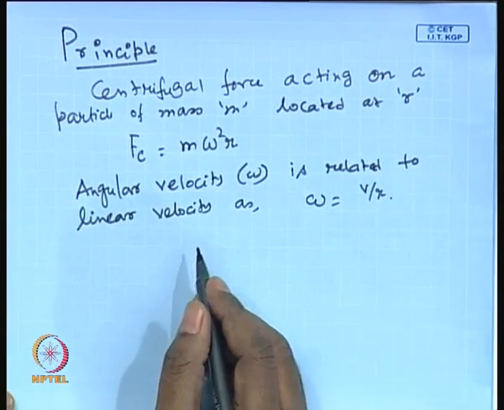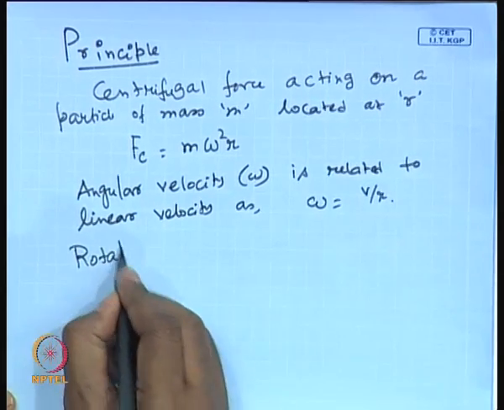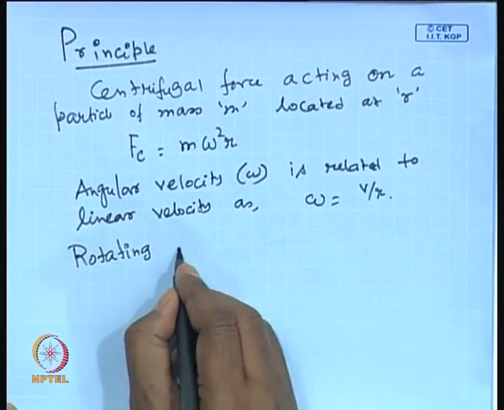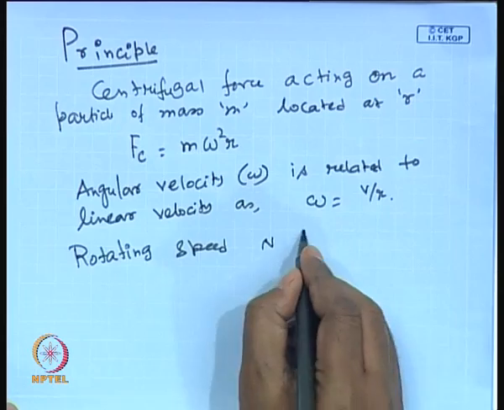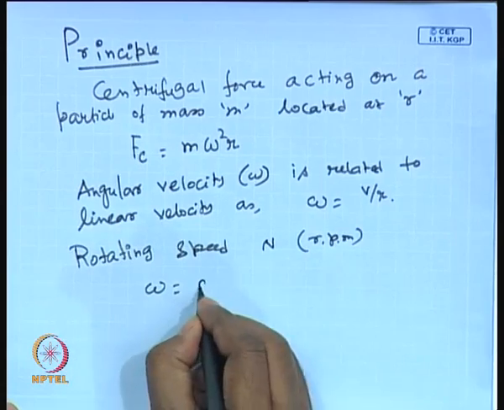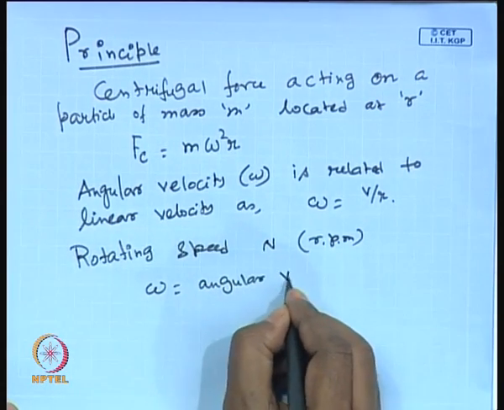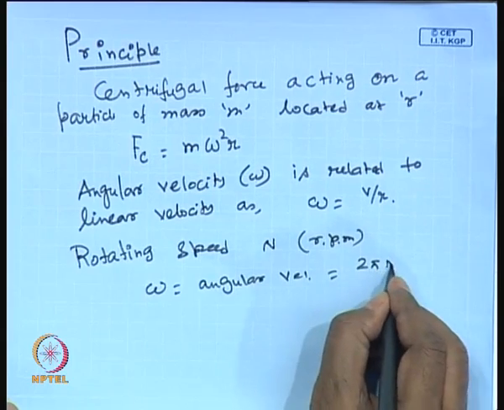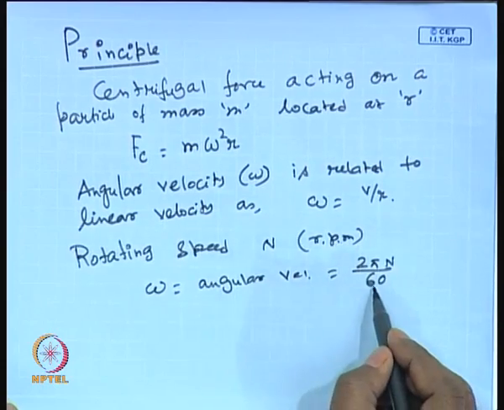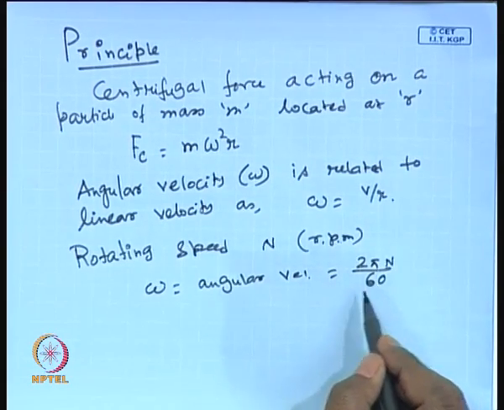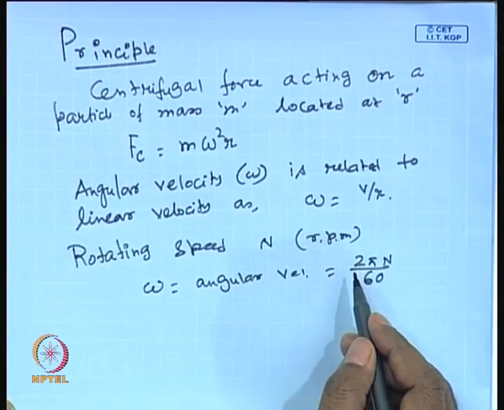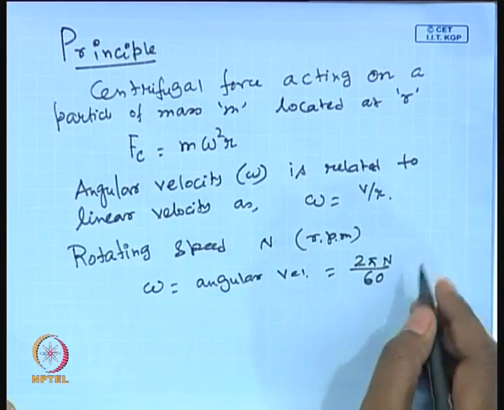Now, if you have a rotating speed in revolutions per minute, RPM, then omega, the angular velocity, is given as 2 pi n divided by 60. Okay. So, it is rotation per minute. So, 60 is to convert into per second, and one full rotation or full revolution means 2 pi radian. Okay. So, this angular velocity will be in radian per second.